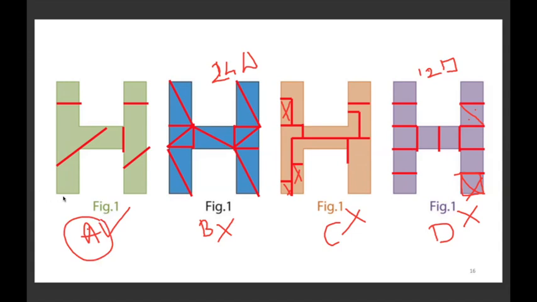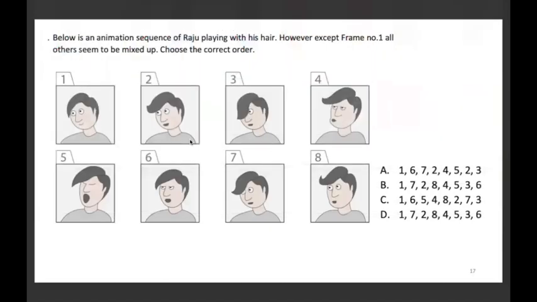Okay, we will move to the next one. Below is an animation sequence of Raju playing with his hair. However, except frame 1, all the others seem to be mixed up. You have to identify the correct order. Now here in this case, it is easier if you look from option to option and then try to identify what will happen next. Like for example, in the option A में 1-6 है, B में 1-7 है, 1-6 C में भी दिया है और 1-7 D में भी दिया है.